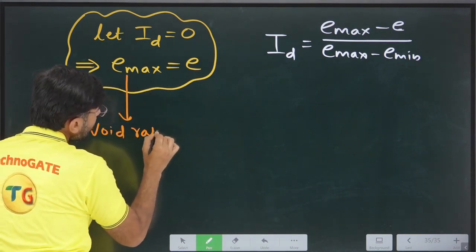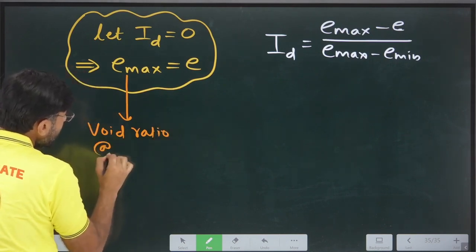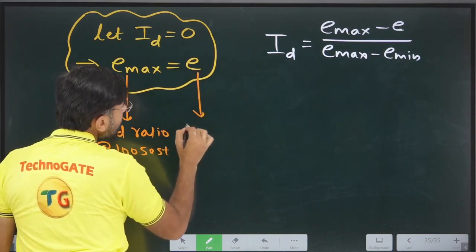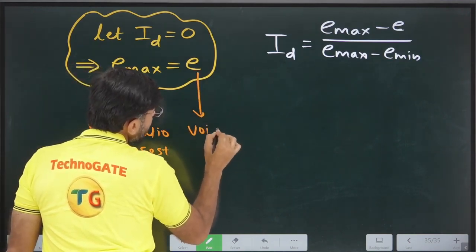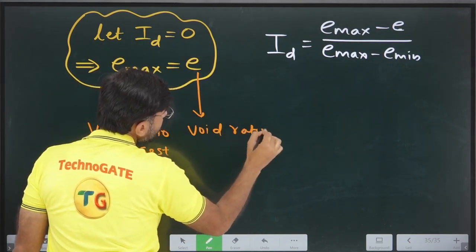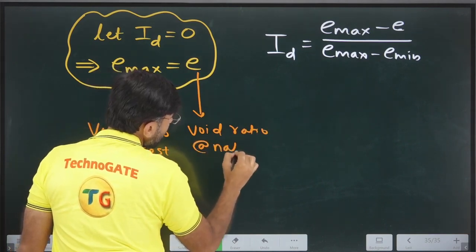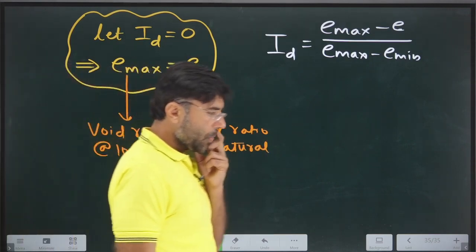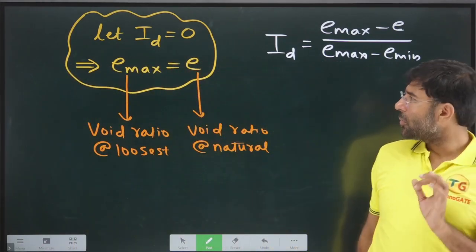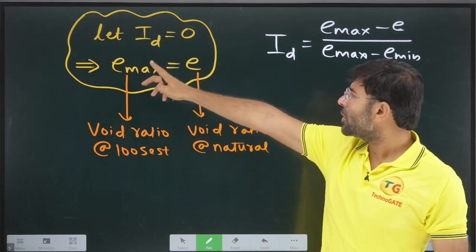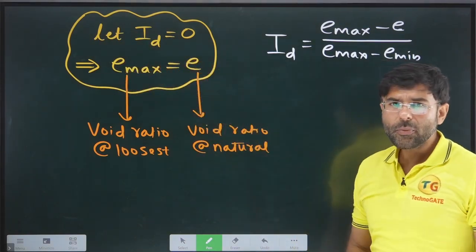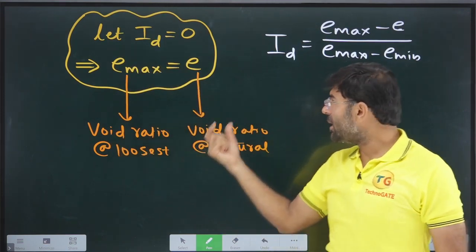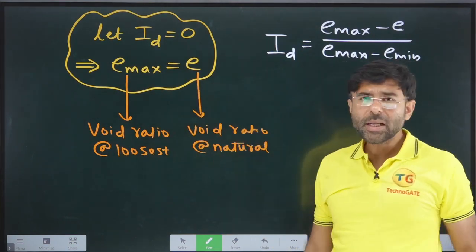Void ratio at loosest condition, and this was void ratio at natural condition. I have assumed that if ID is equal to 0, that means E maximum is equal to E. What was E maximum? It was the void ratio under the loosest state. And what is E? It is the void ratio under the natural state.